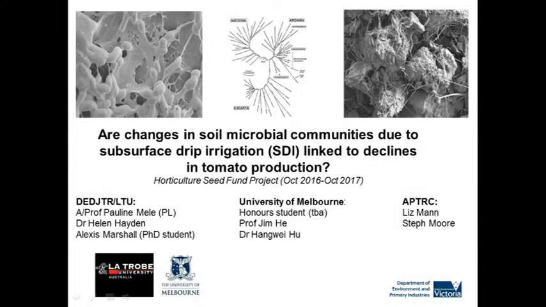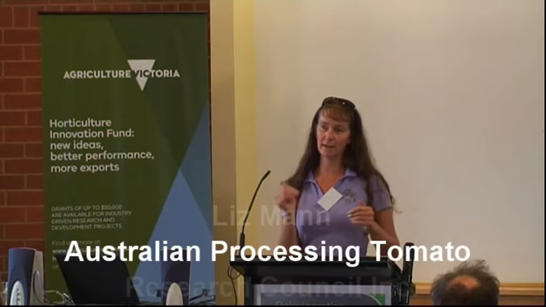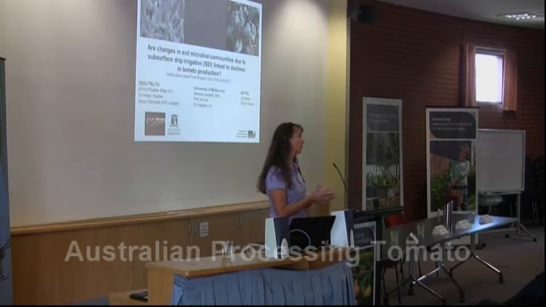We're looking at, are there changes in soil microbial communities under subsurface drip in tomato production? We've now got systems where the drip's been buried in the ground. It's buried like 10 inches deep. It's in the ground permanently. We've got systems 10 years old or longer.